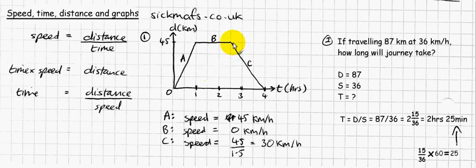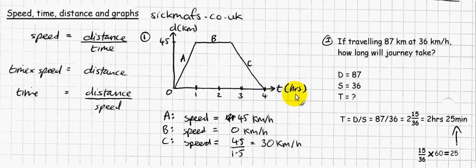And for the final leg of the journey, we're doing another 45 kilometers just to get back. And we take 1.5 hours. So 45 divided by 1.5, as it says, distance divided by time, is equal to 30 kilometers per hour. I know it's kilometers per hour because everything was measured in kilometers and hours.